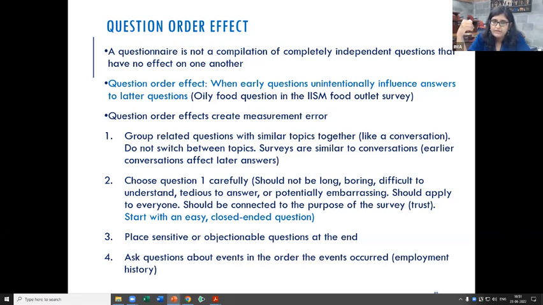So if you ask, how many times do you like eating oily stuff? Do not ask the next question, what are your preferred foods, because people will not choose certain options. That is called question ordering. You have to be mindful that certain answers in the beginning could influence the way people answer the later questions.